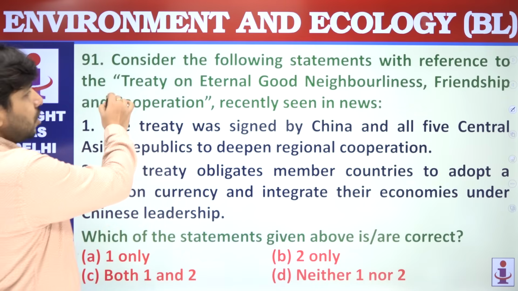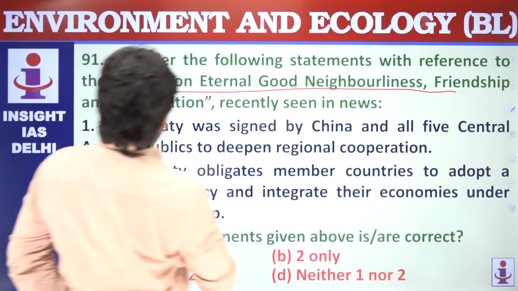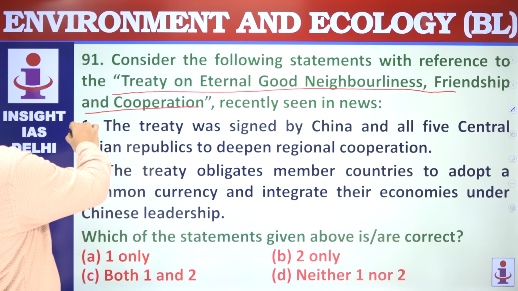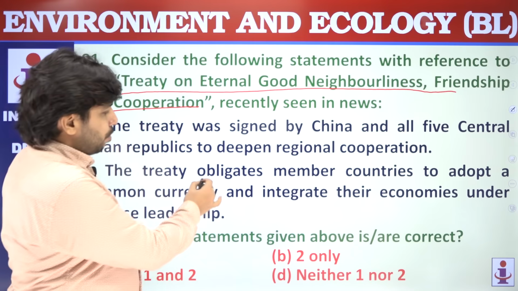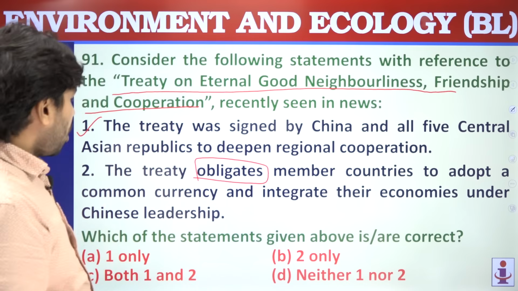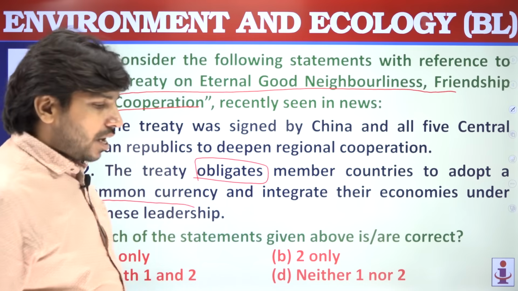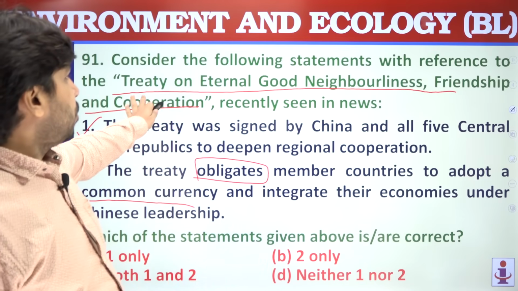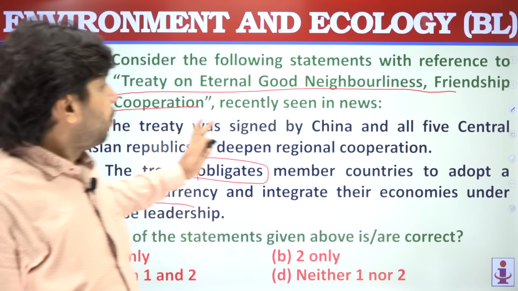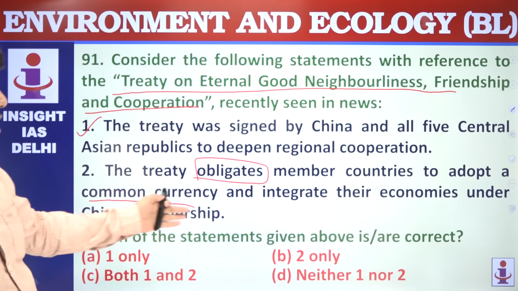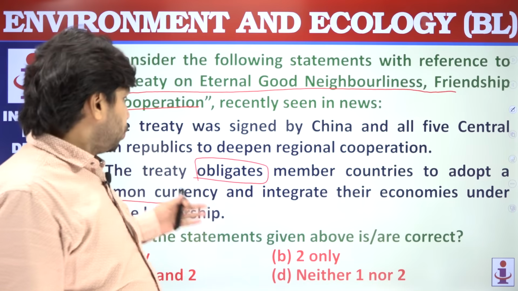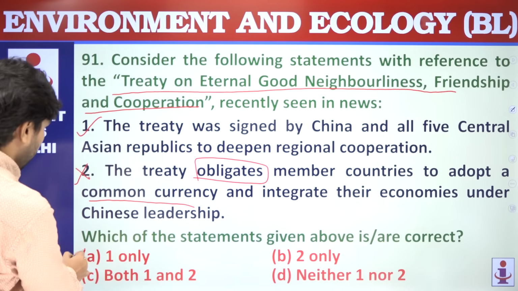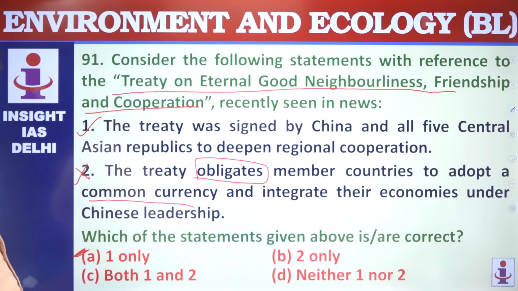Treaty on eternal good neighborliness, friendship and cooperation. The treaty was signed by China and all 5 Central Asian republics to deepen regional cooperation. Correct. The treaty obligates member countries to adopt a common currency? No, nothing like that has happened. Recently, China and Central Asian countries held a very good summit. The outcome of that summit was this treaty on eternal good neighborliness, friendship and cooperation. But the outcome of this treaty was not obligating member countries to adopt a common currency. So this statement is not correct. Only option A, only statement 1, is the correct answer.